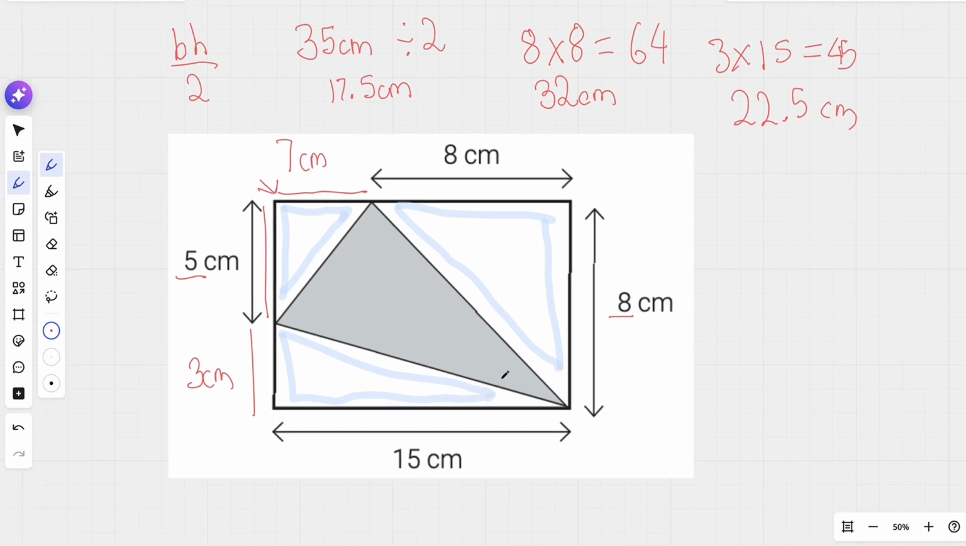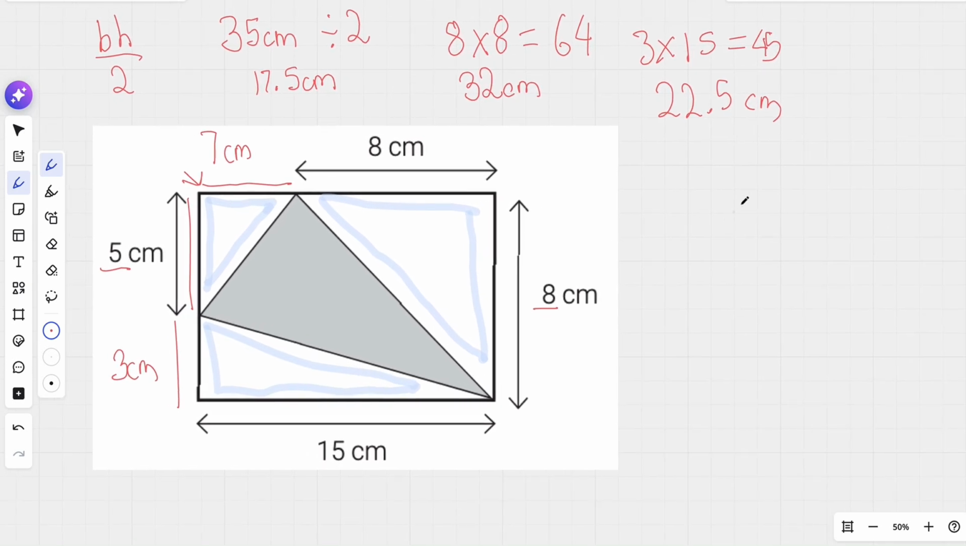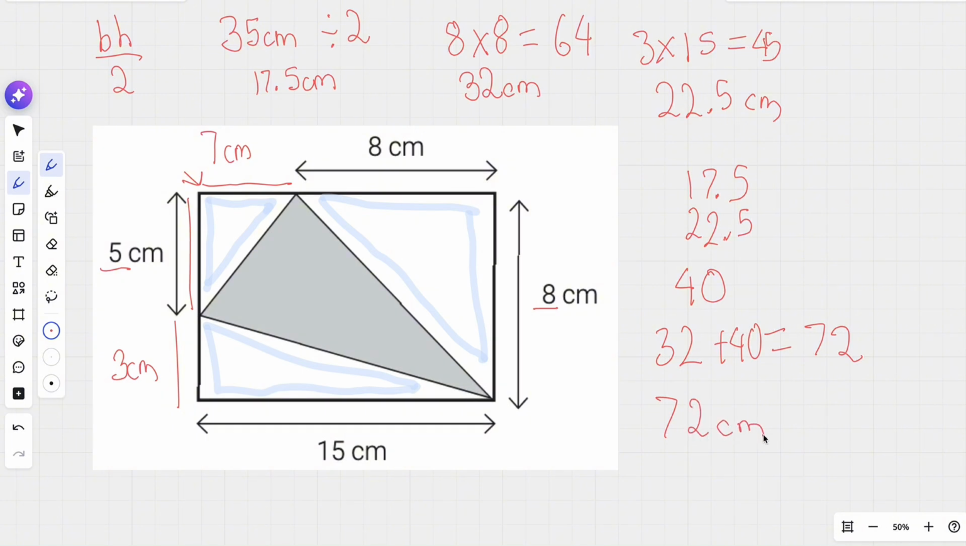Now let's add all of these three values together. 17.5 plus 22.5. This is equal to 40. And 32 plus 40. This is equal to 72. So we know the total area of these three blue triangles is 72 centimeters.